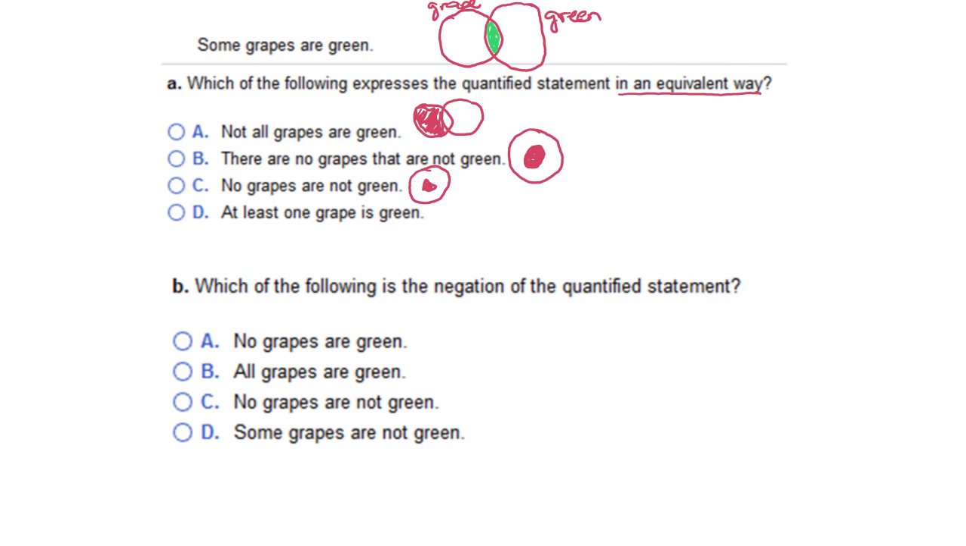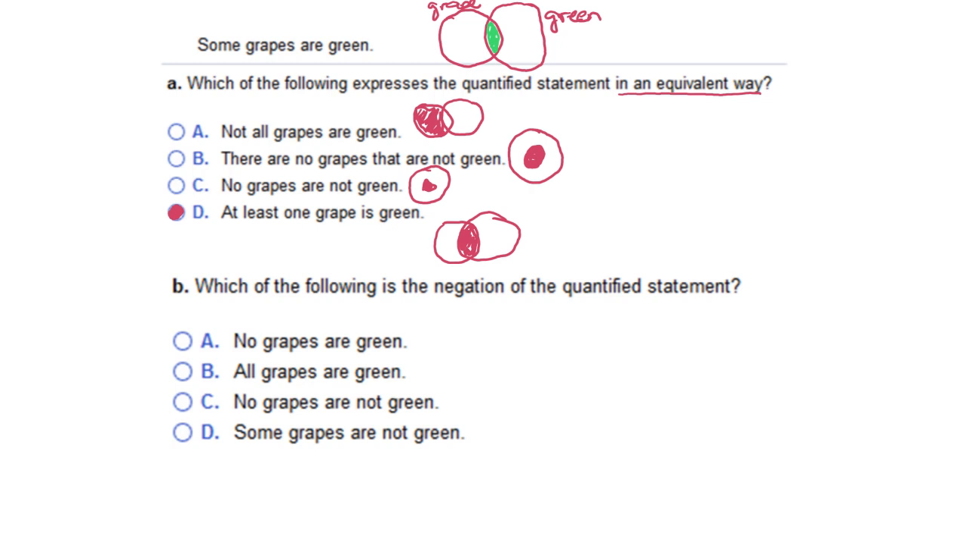And lastly, it says at least one grape is green. So if I have two separate circles here, I can say right here, this is my one little grape and it's green. And since it falls inside the interior area, we can say that it matches the original statement, or at least one grape is green. So my answer for this one would be D. At least one grape is green. Now you do not always have to draw a Venn diagram to help you out, but this is just another tool that you can use to help you get through these statements.